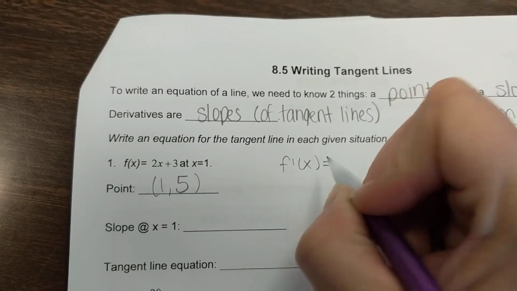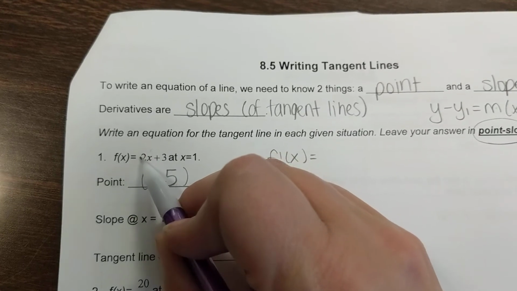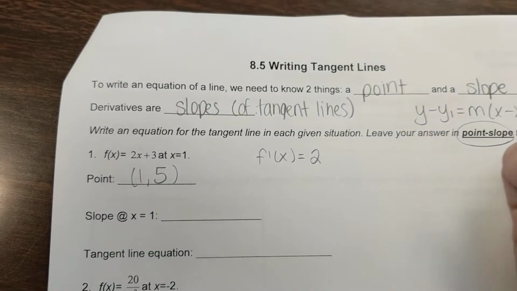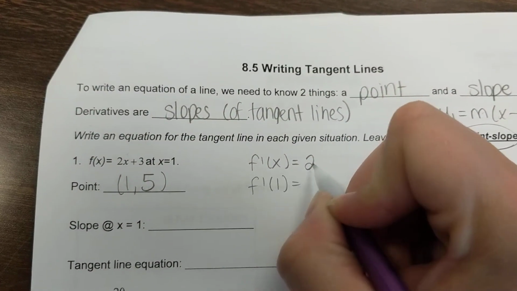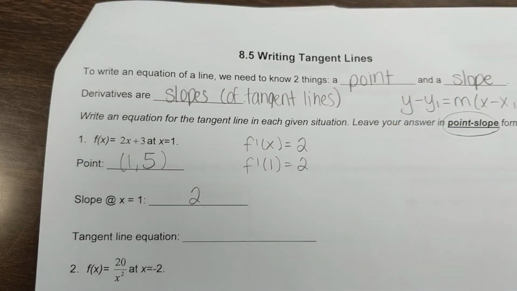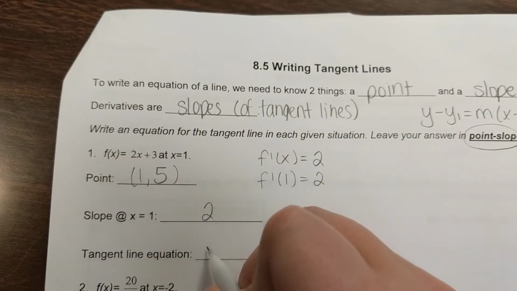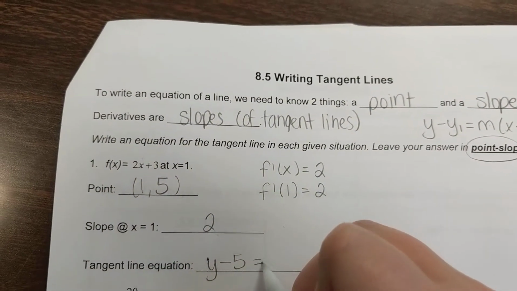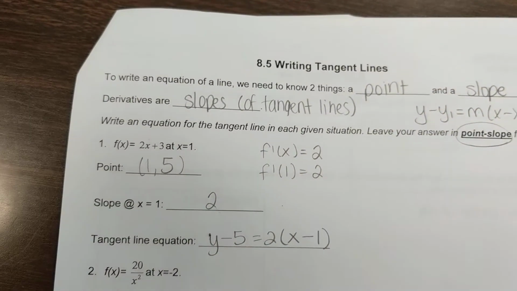F prime of x is the derivative of this. If I take that 1 down, so I get just 2. Now, I can't really plug in 1, but f prime of 1 is going to be 2. So now I've got a point, I've got a slope. So now a tangent line equation, y minus y1 equals m times x minus x1.